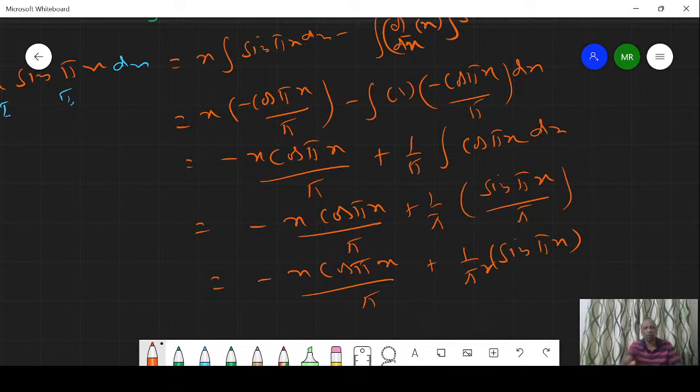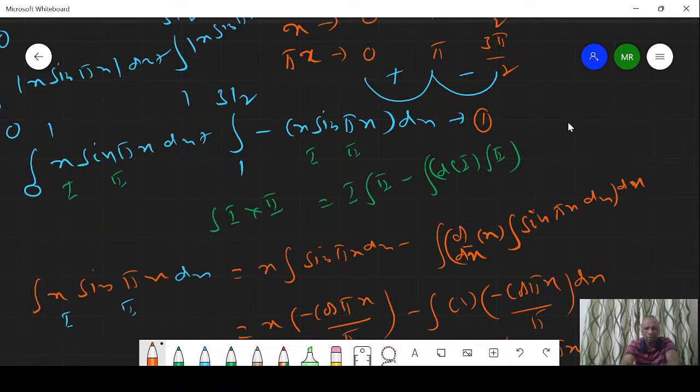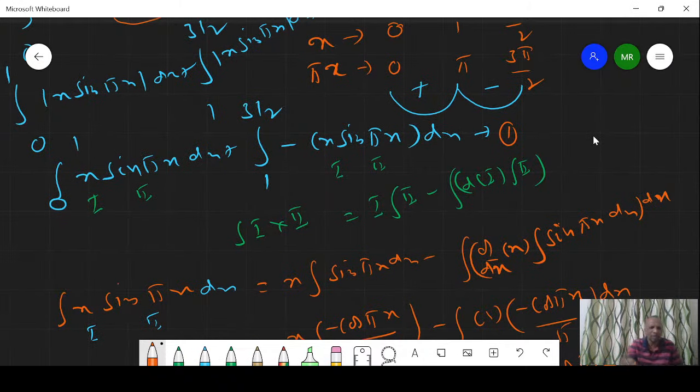Now I will go back to the previous problem, because this is what I have done with integration by parts. Just now I can explain, you can see this. I will go back here. Why I have taken that: here I have x sin πx, and here also I have x sin πx, only the limits are different.